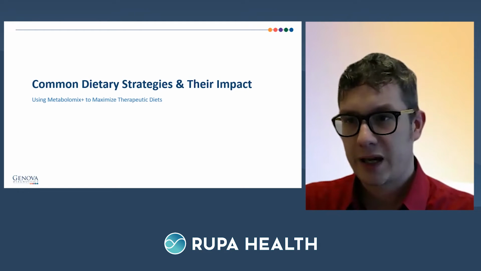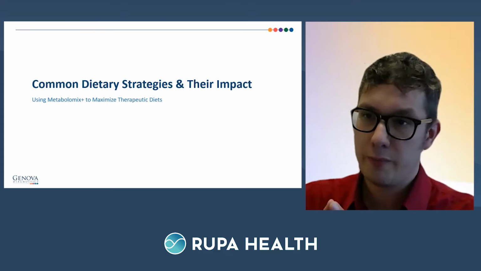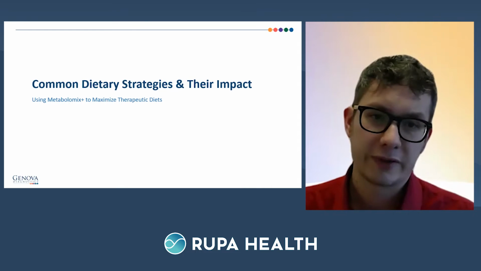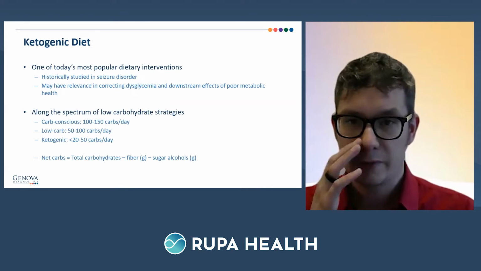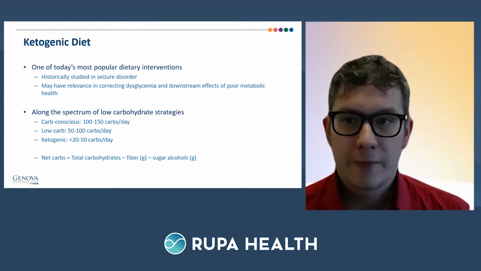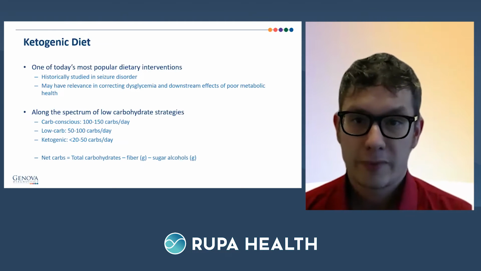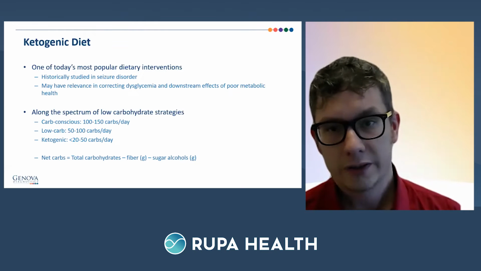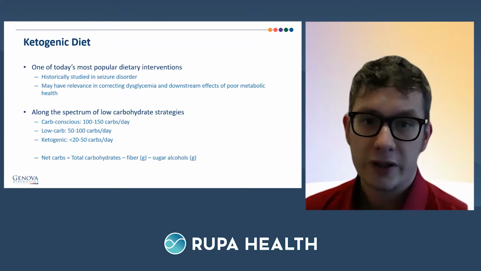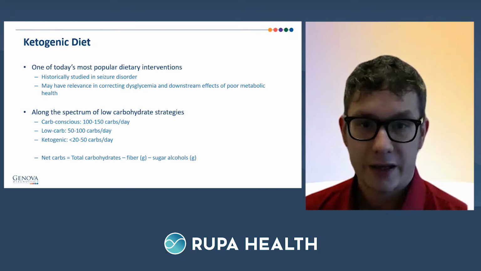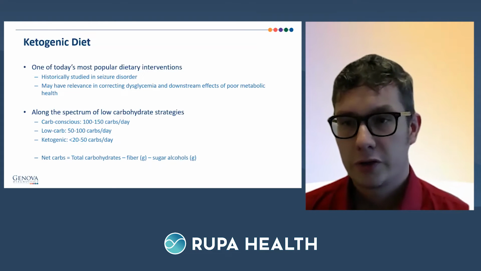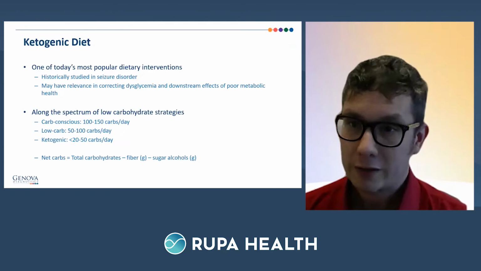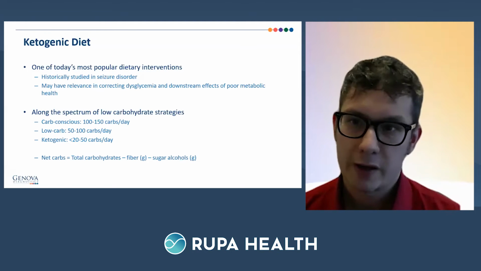And I want to now spend some time talking about how it relates to metabolic function and mitochondrial dysfunction. I'm going to use a couple of different case studies and dietary strategies to get to the bottom of this. Obviously, unless you're living under a rock, you've heard about the keto craze and the ketogenic diet. It's one of the most popular dietary interventions currently. It does have a pretty long history of being studied in seizure disorder with a lot of success. And people are using it more and more to help with dysglycemia, insulin resistance, and weight loss, and the downstream effects of poor metabolic health.